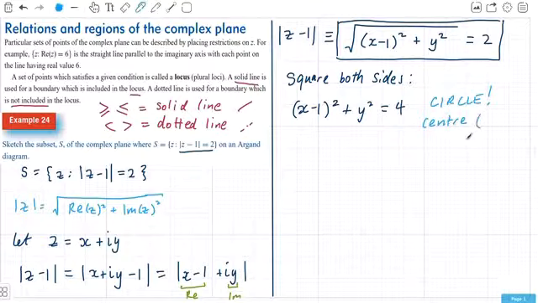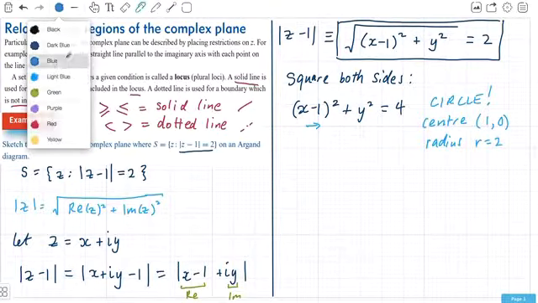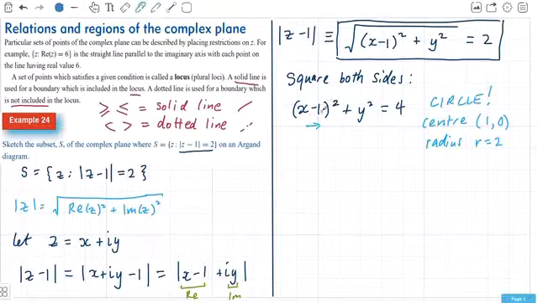Where is the centre? (1, 0), translated that way 1. And the radius, remember, the radius of a circle is always r squared here. So the radius equals 2. So we can actually sketch this now.